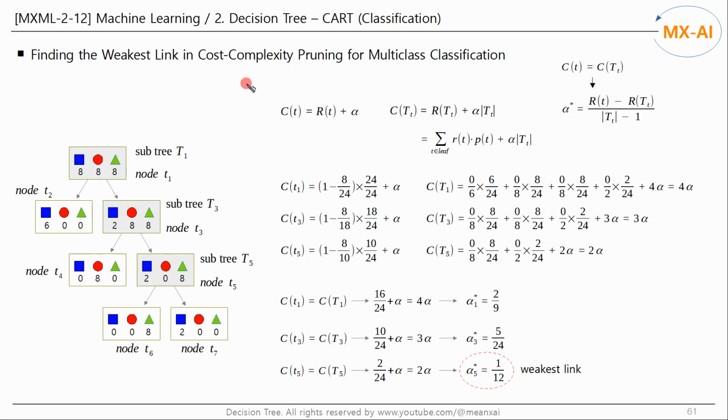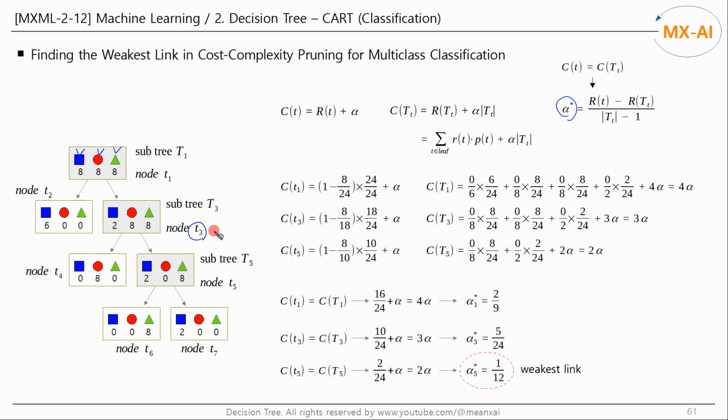Next, let's examine how to identify the weakest link in cost-complexity pruning for multi-class classification. We covered the pruning process for binary classification in detail in the previous videos, so here we will focus only on what is different. Let's consider the following tree, which includes 3 classes: blue, red, and green. As before, we compute the alpha star value for each internal node and identify the weakest link. For more details on these formulas, you can refer to the previous videos.